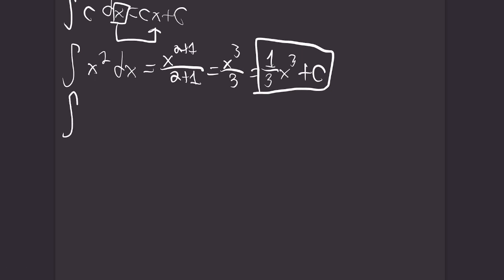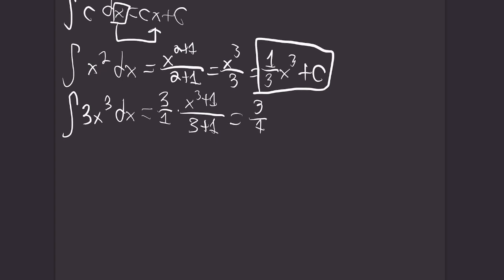Now, let's try one with a multiple. What do you think 3x cubed would be? If you want to try that out, pause the video. That's equivalent to 3 over 1 times x to the 3 plus 1 over 3 plus 1, which is equivalent to 3 over 1 times x to the 4th power over 4. If we multiply these, we get 3x to the 4th power over 4, which we can simplify to 3/4 x to the 4th power and add the constant of integration.